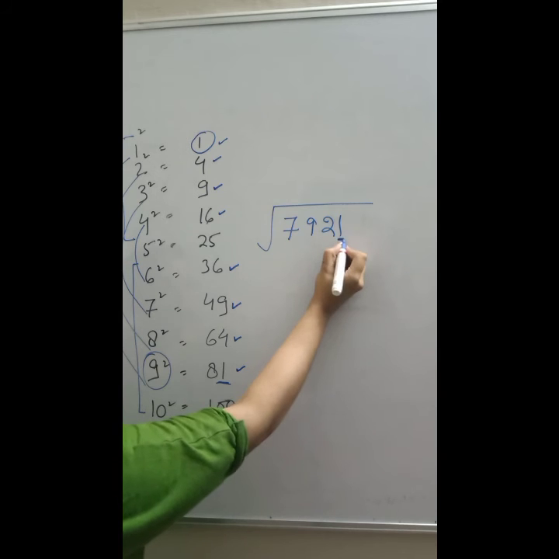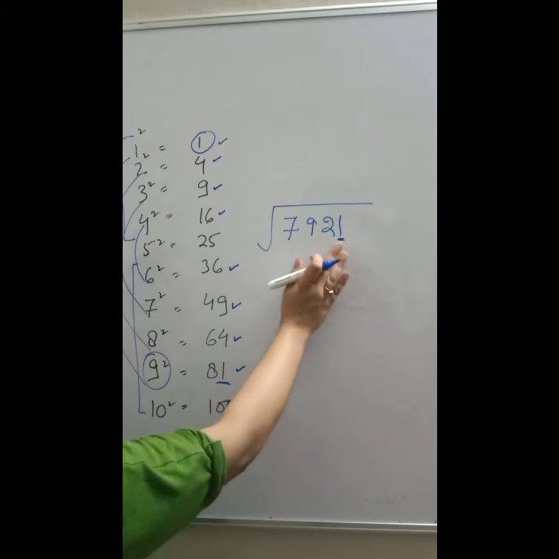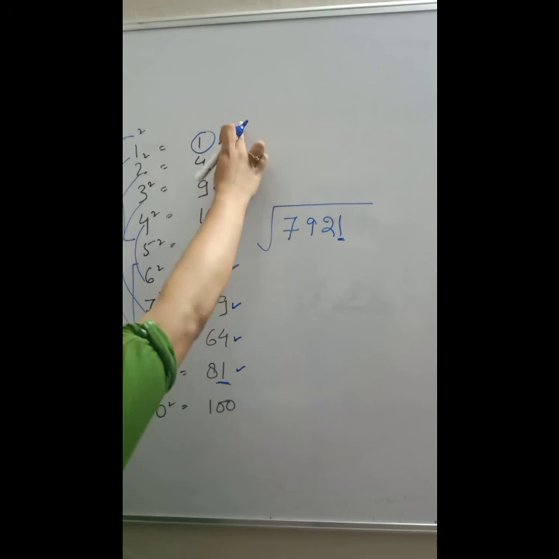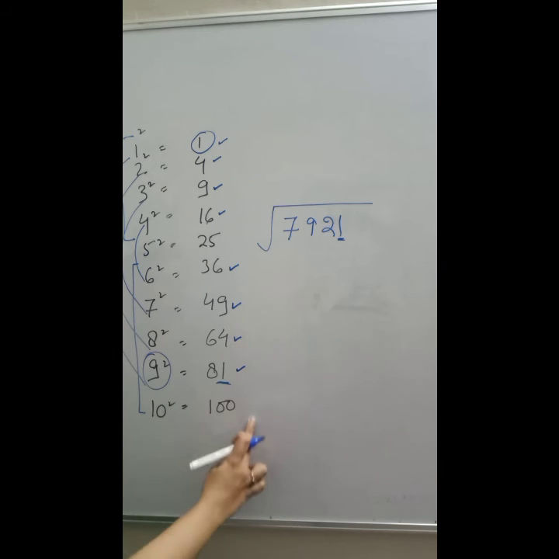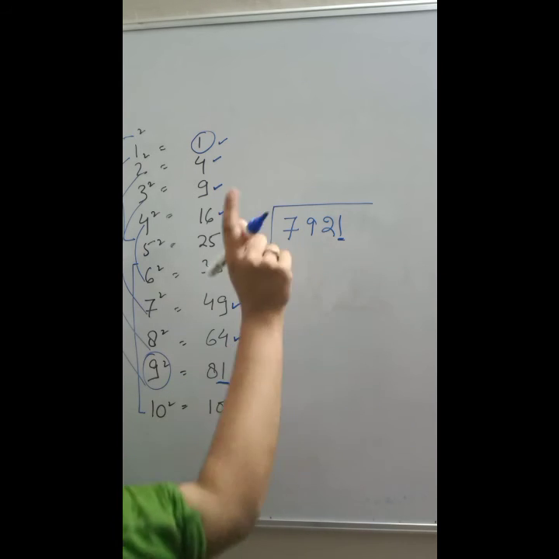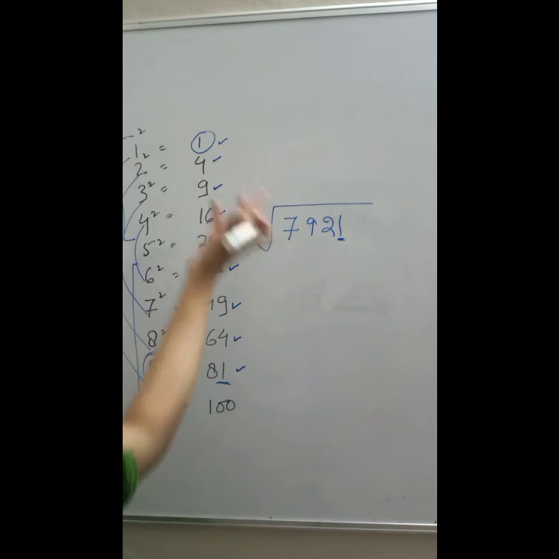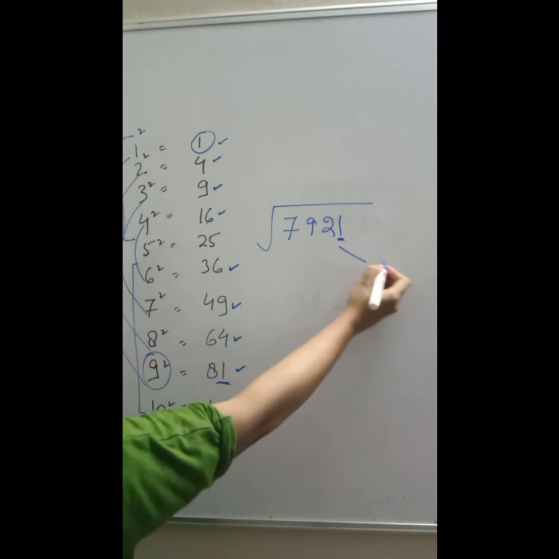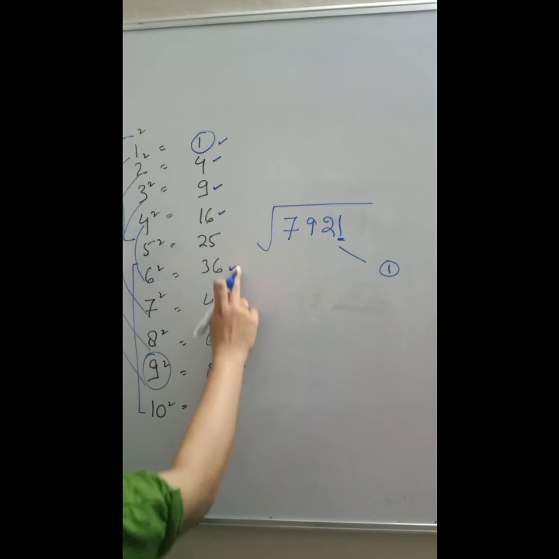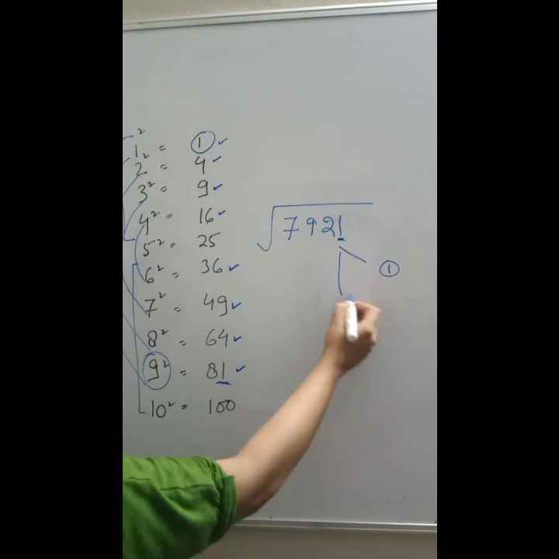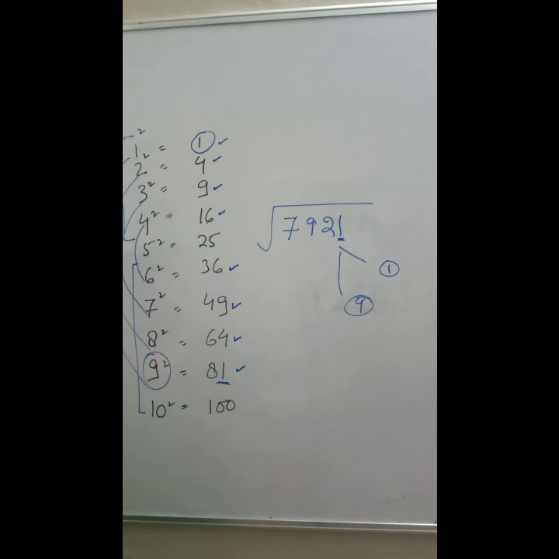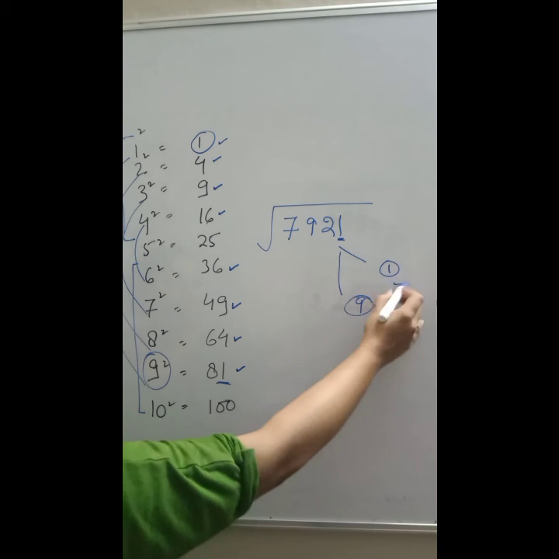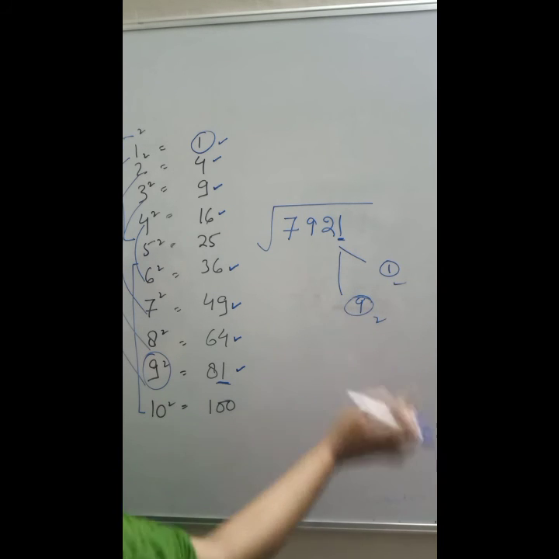See the unit digit here. Check the unit digit, and check which number's square it comes in. Unit digit here is 1. Now, 1 comes in which square? Can you tell me? As we discussed, it either comes in the square of 1 or the square of 9, right? So now we have got two options here. It can either be 1, or it can be 9.